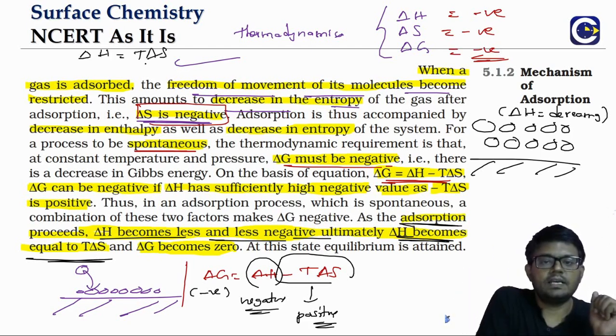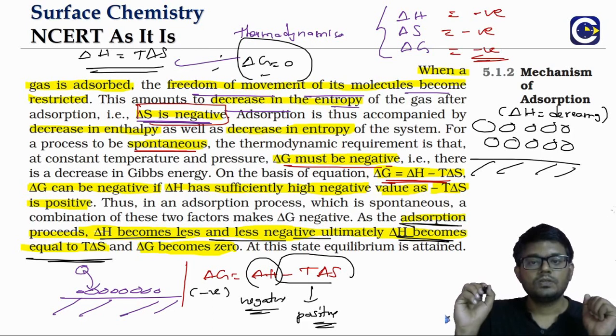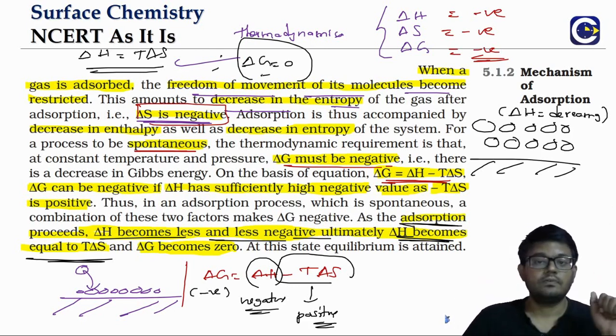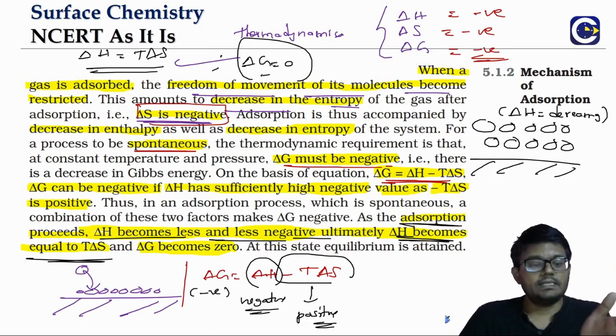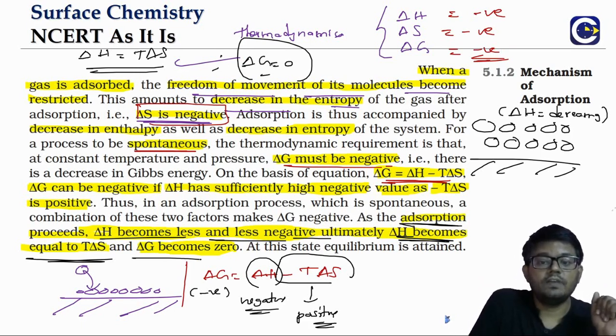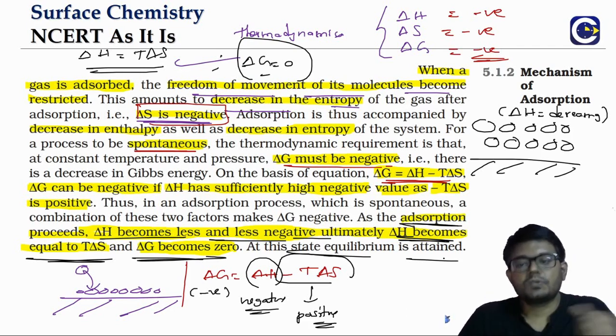We will reach a stage where del H is equal to T delta S, which means what? It means in that case del G will become 0. So initially when the adsorption is starting, we will see that del G will be negative. But as adsorption is proceeding, we will ultimately reach the stage of equilibrium, where the del G will finally become equal to 0. So this is how we will see the adsorption proceeding.